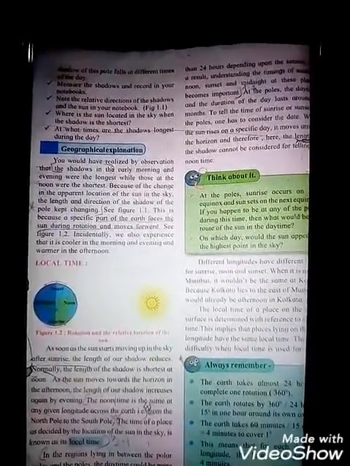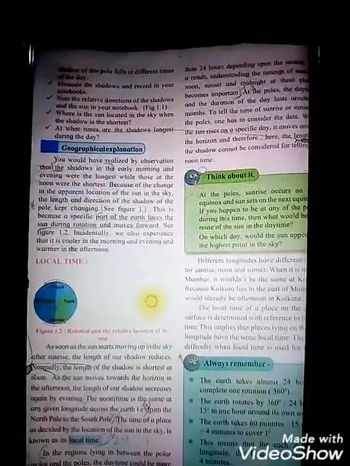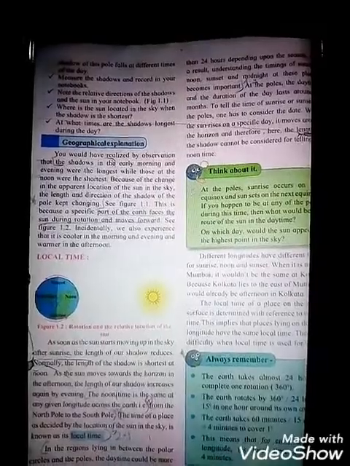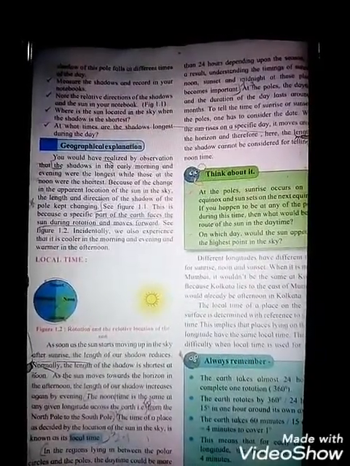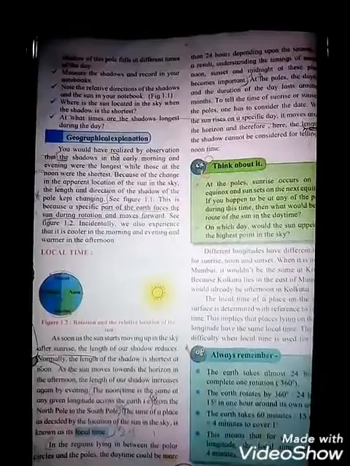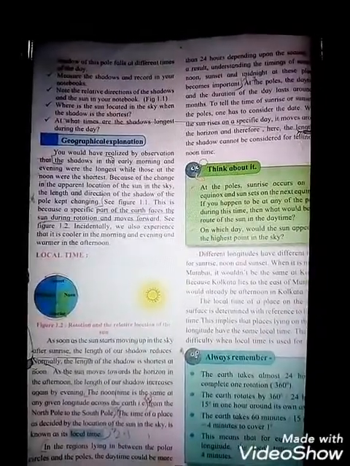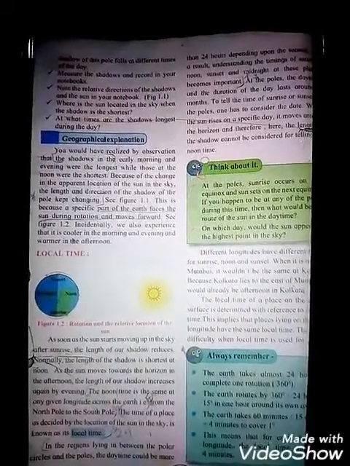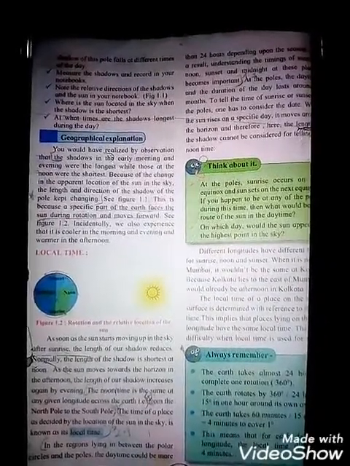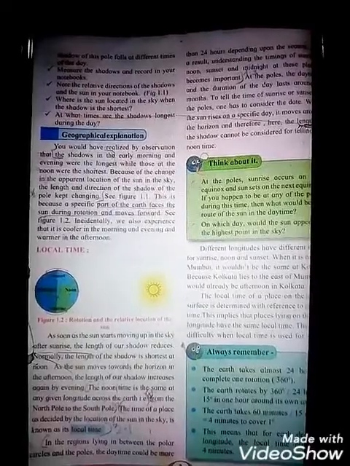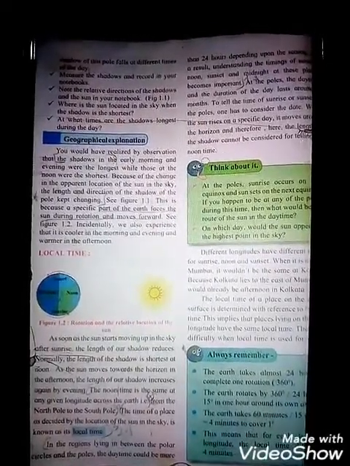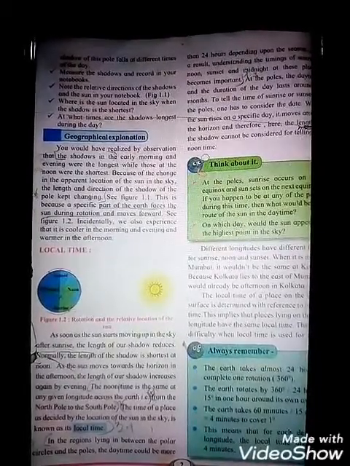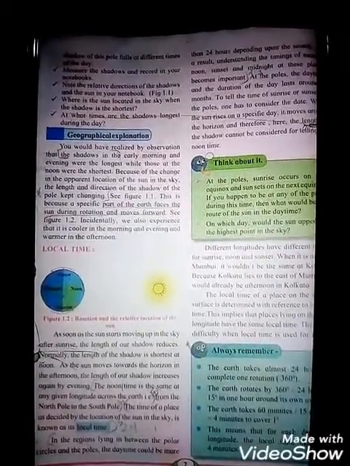When the sun comes overhead, the shadow becomes very short, and in the morning and evening time the shadow is the longest. You can see the picture, it is very clear. See the figure: the length and direction of the pole's shadow kept changing. It was not the same. Because of the apparent location of the sun in the sky, the shadow of the pole kept on changing. See figure 1.1.